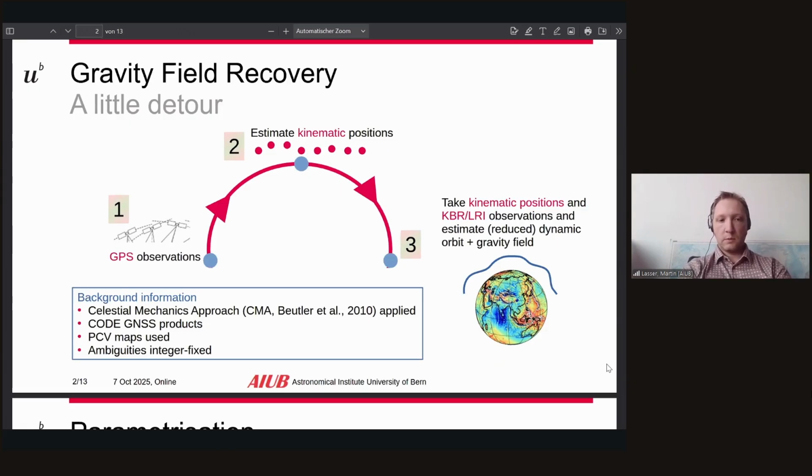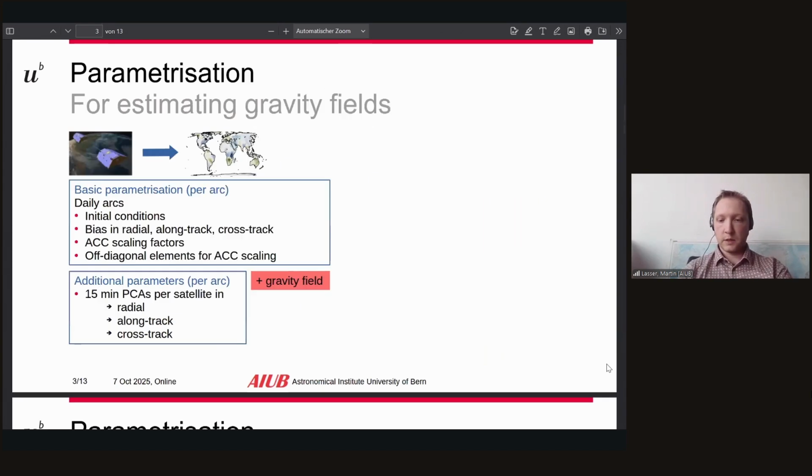What we do is based on the celestial mechanics approach. Basically, all is done in-house. We use our own GNSS constellations. We estimate PCV maps from residuals, and we apply integer fixed ambiguities. For the parameterization, we use daily arcs. We estimate initial conditions and bias in 3 directions. For the ACC, we estimate scaling factors and off-diagonal elements for a full scale matrix, all in daily arcs.